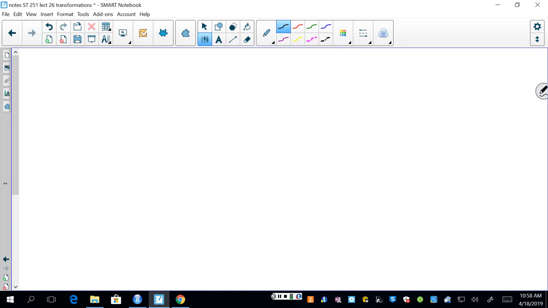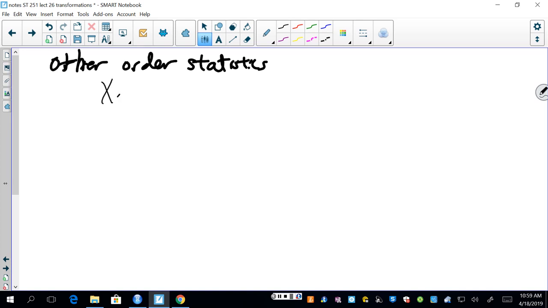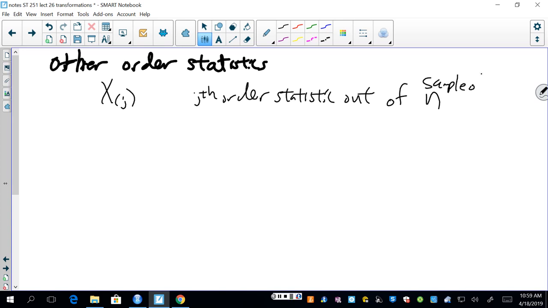The other order statistics are a little bit more involved, in the sense that you can see the jth order statistic, out of a sample size n, we would do the same thing.